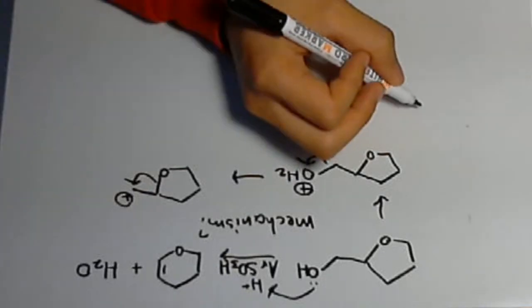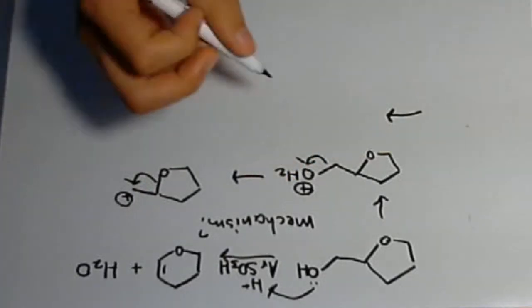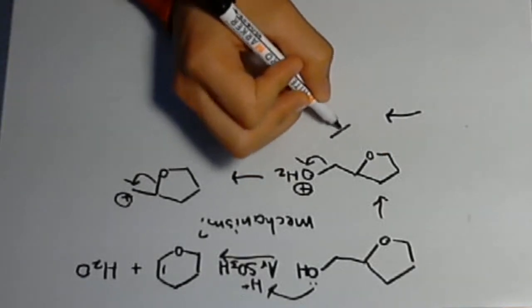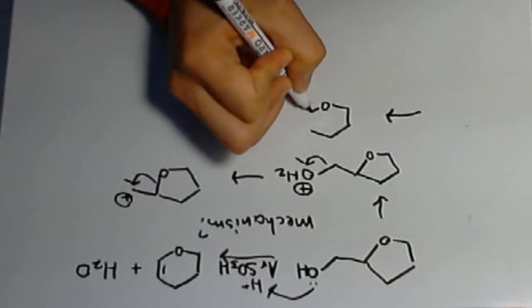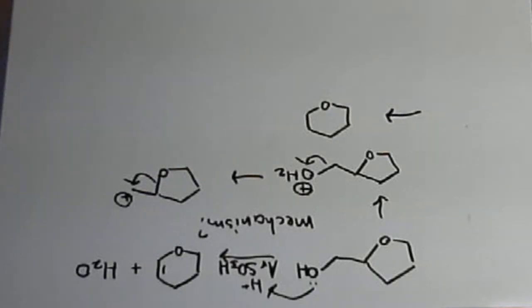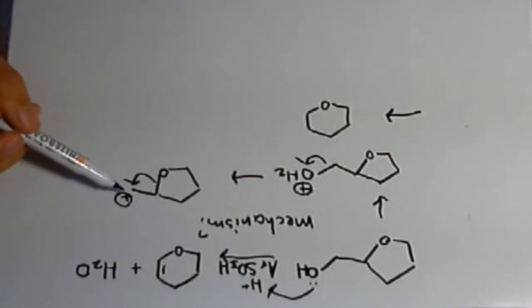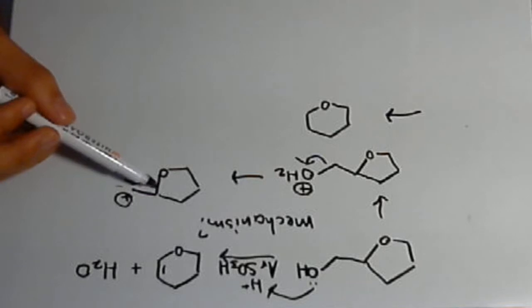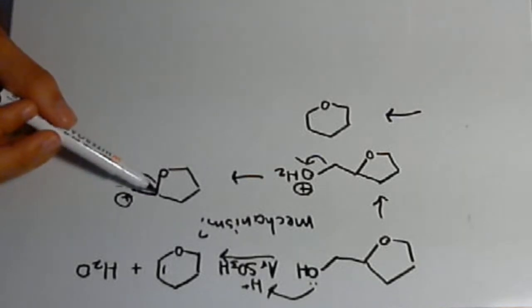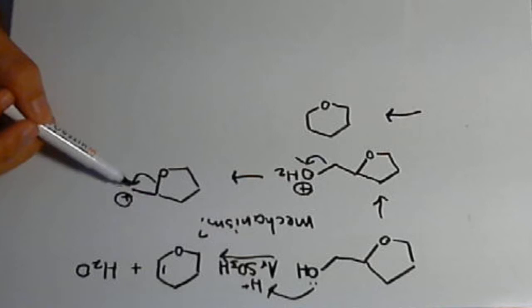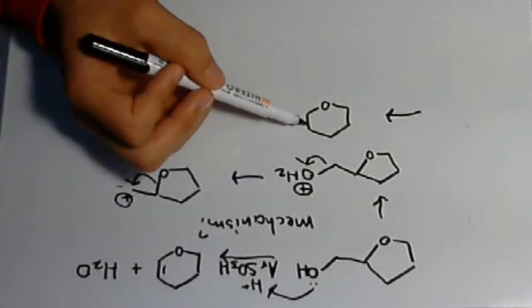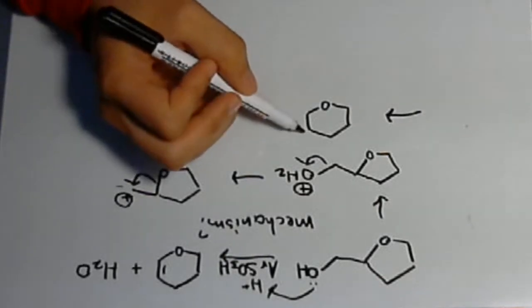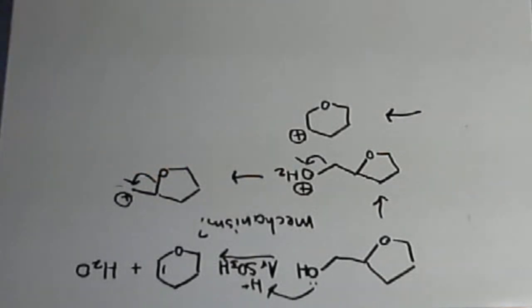What does that leave us with? Well, we have a 6-membered ring, right? And the positive charge is not here anymore, right? We were taking the electrons from this carbon and giving it to that carbon. So when you take the electrons from the carbon, you're going to generate the positive charge.